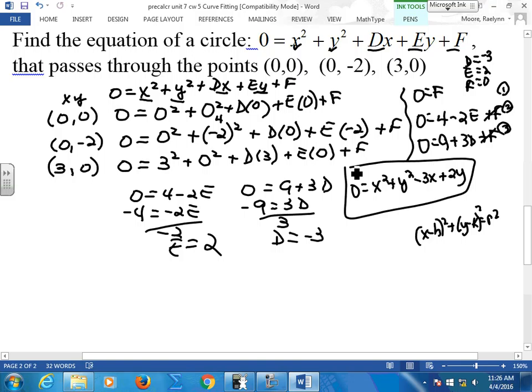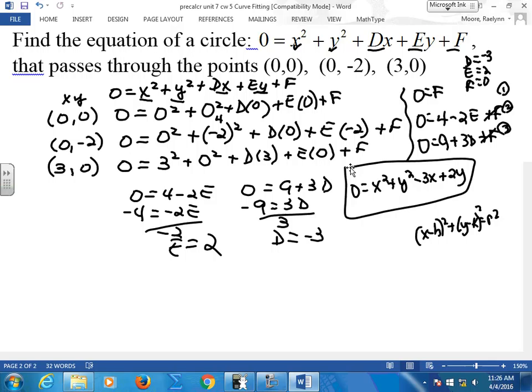Now, because we don't have an easy way to check this on your calculator, you could just take some of these points, just take a point, plug them in, and make sure it works. Carlos? This right here. Yep, 0 equals. That's how easy it is.